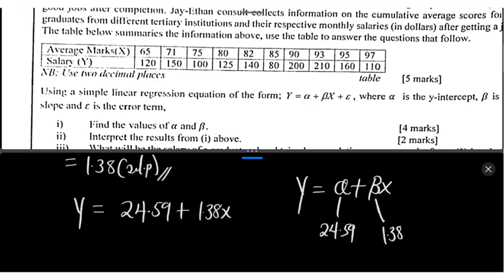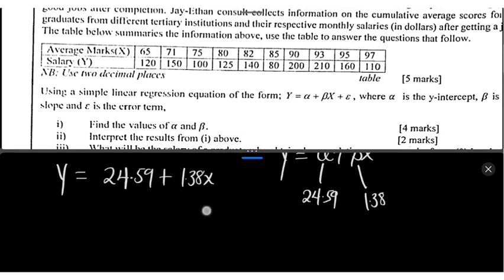changes. What do you mean by this? We are saying that this value, 1.38, as the slope of the regression equation, is actually the value which decreases or increases graduate salary whenever student average mark changes. What do we mean by this?